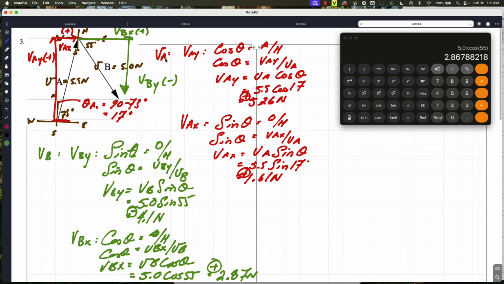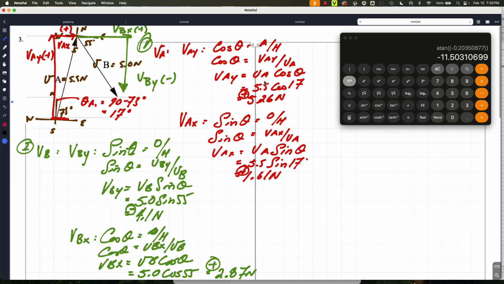Step 1 was to break vector A into its components. Step 2 was to break vector B into its components. Now that we have the components of vector A and B, we can find the resultant. Let's do step 3 here. Step 3, resultant Rx, Ry. The resultant equals Rx, Ry.